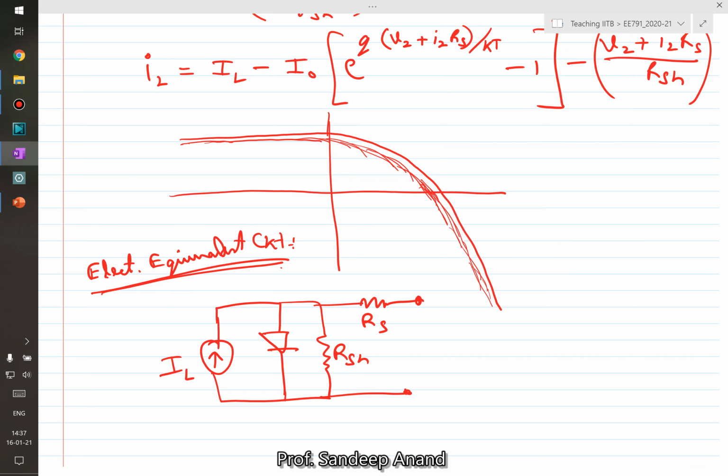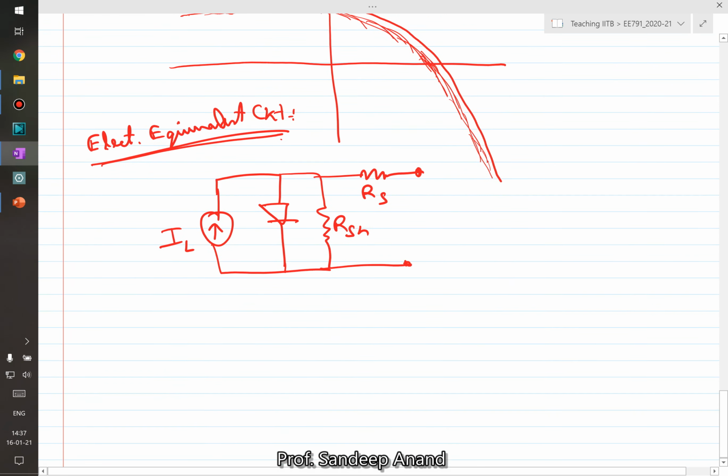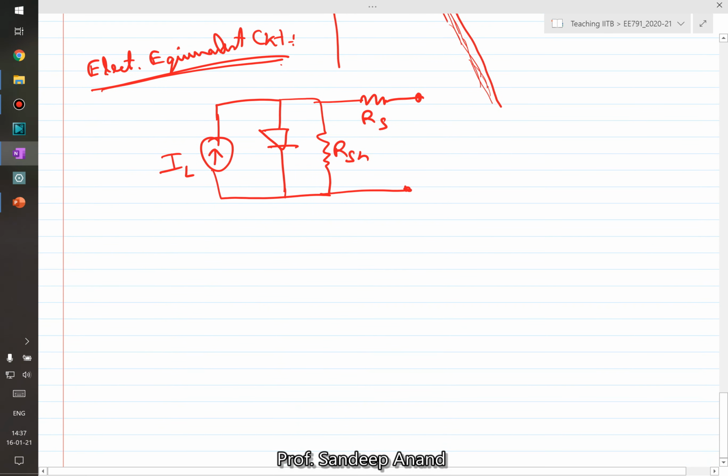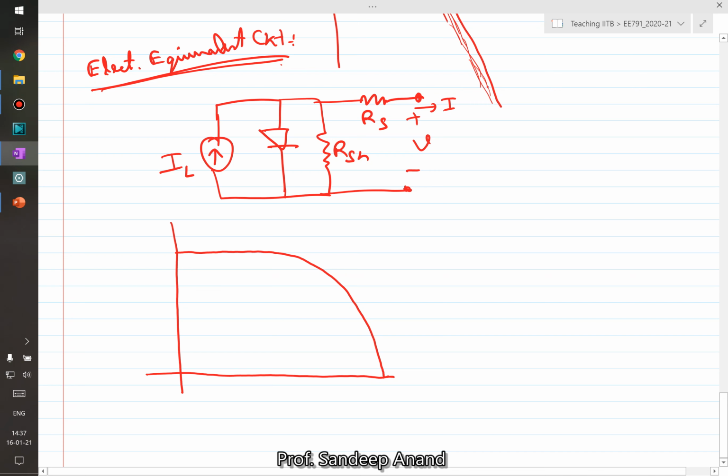Alright, once we have the electrical equivalent circuit, let me just quickly redraw it again. Now I'll just call it I and I'll just call it V. So let me draw I versus V. And since we understand that the positive power is only in the first quadrant, for the time being I'm only drawing the first quadrant behavior between I and V. Right? Why? Because power is only positive in the first quadrant. Other quadrants, it's actually negative.